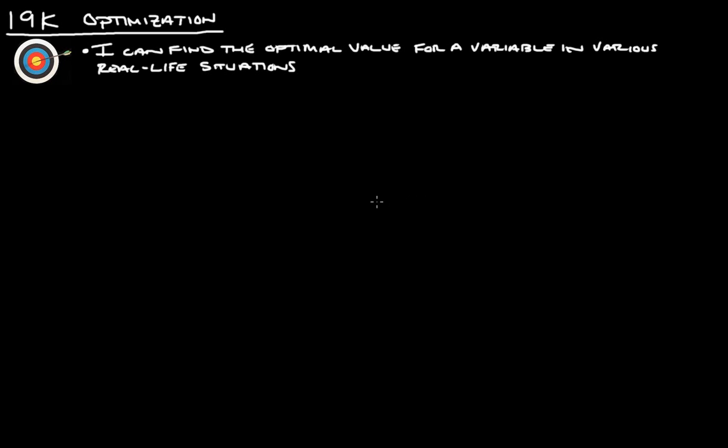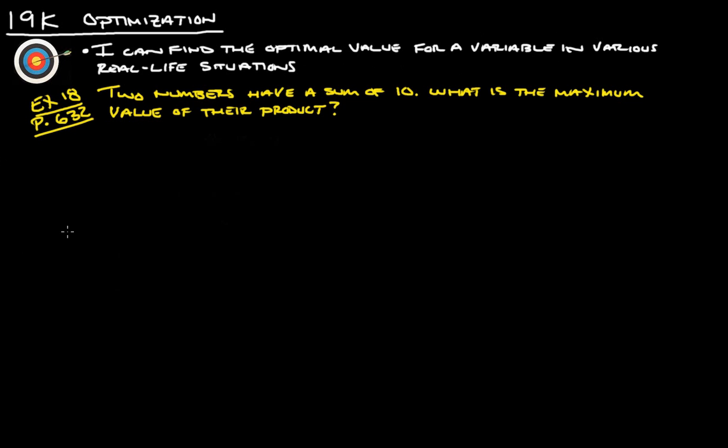I'm going to take you through the 19K notes on optimization. At the end of this, you should be able to say that I can find the optimal value for a variable in various real-life situations. So first thing, example 18 from page 632.